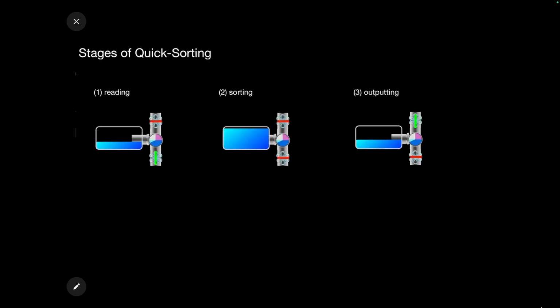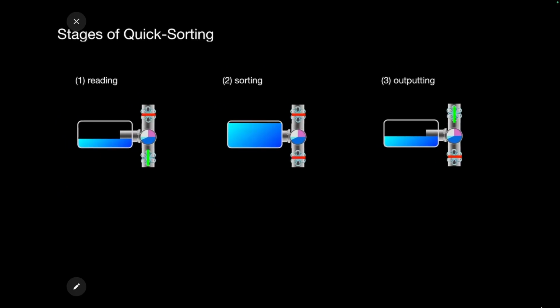Quick sort is another visualization which is very similar. So you read the data, break the pipeline. Here, the pipeline is broken or shut down if you want. Then you sort it, and then you output it.